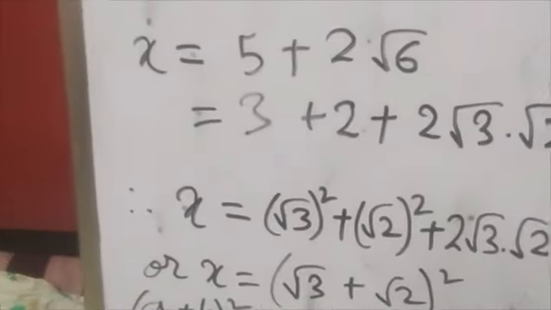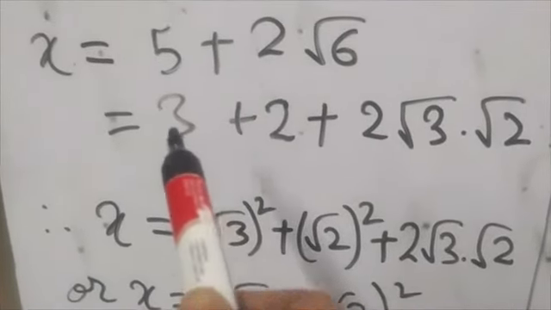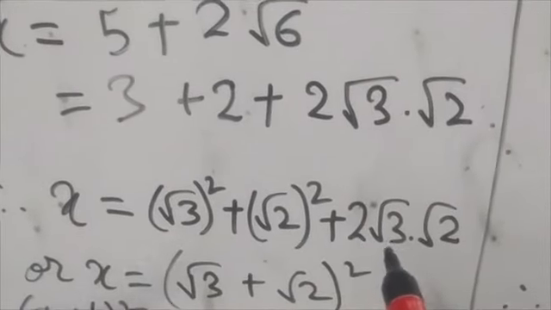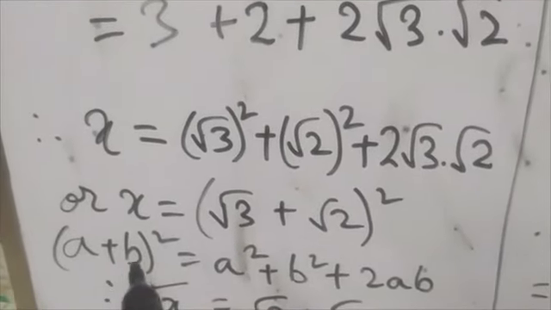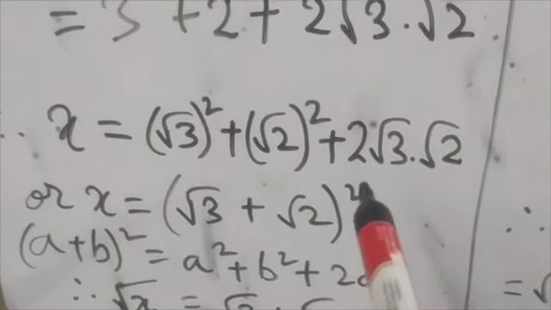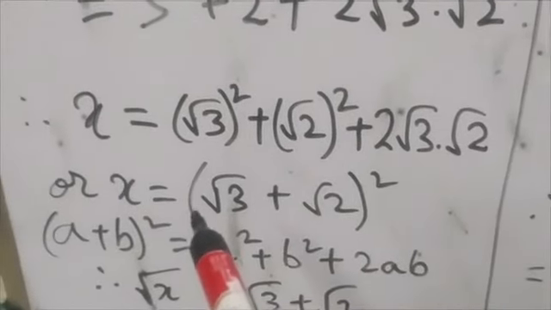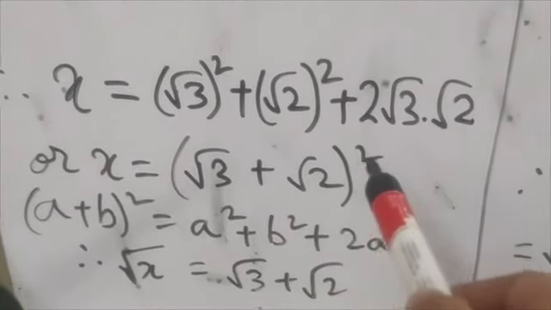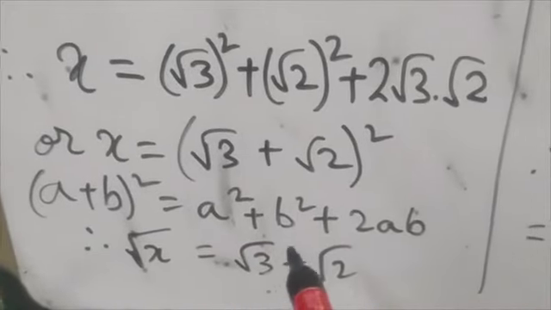Now, does it seem familiar to you in any form of algebra? See, 3 is root 3 whole square, 2 is root 2 whole square, and 2 root 3 into root 2. Doesn't it seem familiar to you? A plus b whole square, a squared, b squared, and 2ab. 2ab is over here. So this is nothing but x is equal to root 3 plus root 2 whole square, that is a plus b whole square. If x is root 3 plus root 2 whole square, then root x will be root 3 plus root 2.